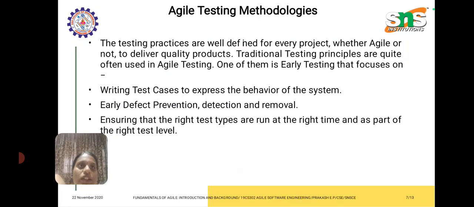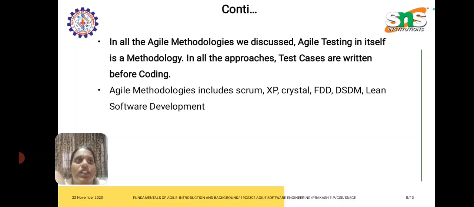Next one, Agile testing methodologies. The testing practices are well defined for every project so that we are able to deliver high quality products. Traditional testing principles are often used in Agile testing. One of them is early testing: writing test cases to express the behavior of the system, early defect prevention, detection and removal, ensuring the right type of tests are performed at the right time at the right test level. Agile testing is itself a methodology, hence the test cases are written before the coding. The Agile methodologies include Scrum, XP, Crystal, FDD, DSDM and Lean software development.